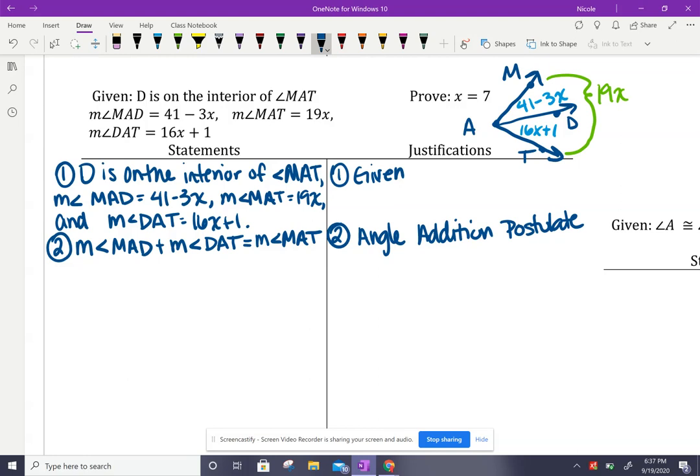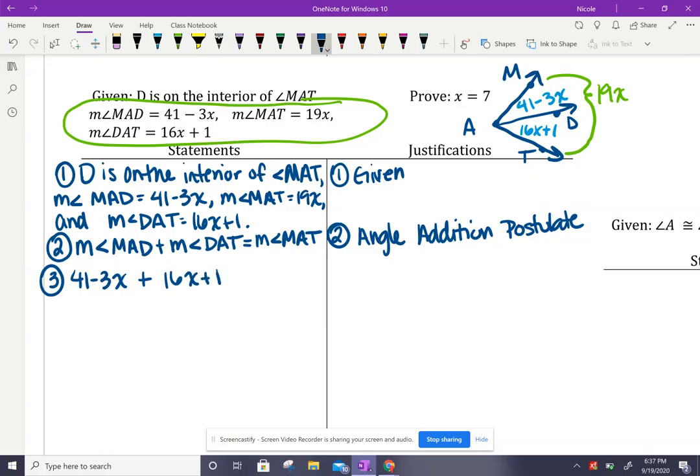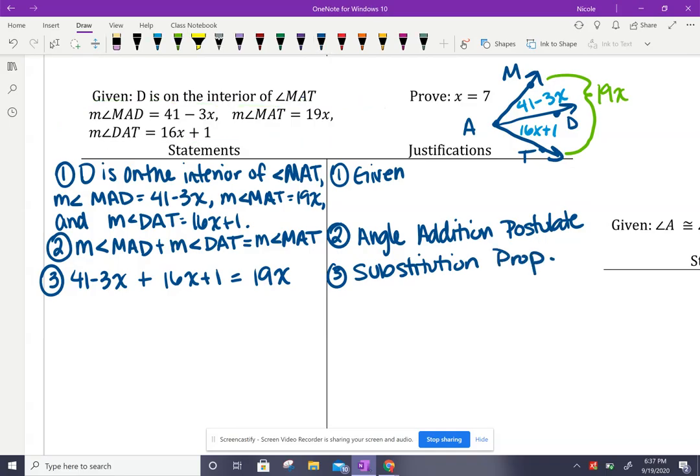Just like our previous example with segment addition, I'm now going to take all of this provided information and plug it into my angle addition equation. So MAD was 41 minus 3x. The measure of angle DAT was 16x plus 1. And the measure of angle MAT was 19x. So I'm going to use substitution property to substitute all of that information in.